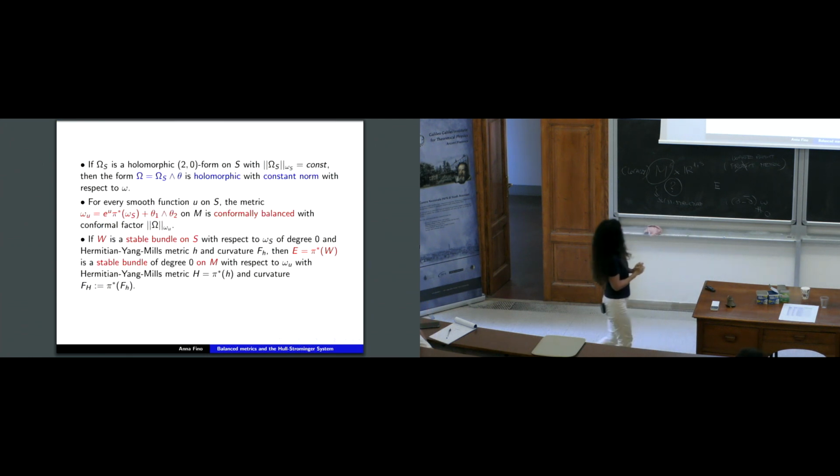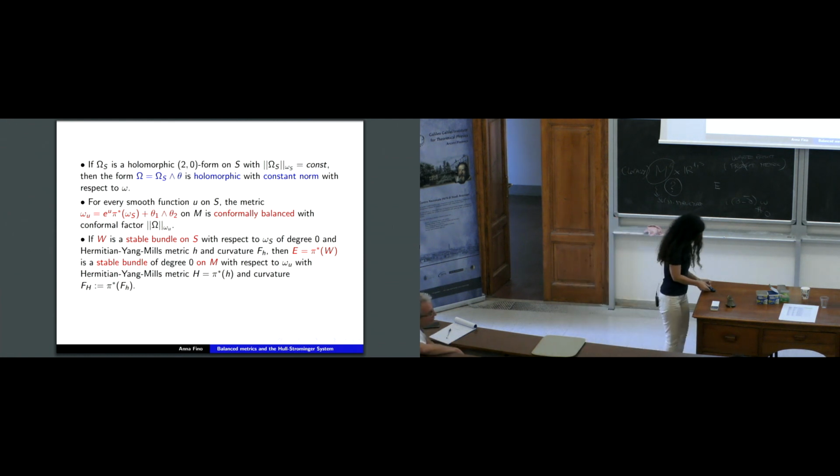We have a holomorphic (2,0) form on S with constant norm. Then automatically, just taking the wedge with theta, we get a holomorphic (3,0) form with constant norm with respect to our metric. And then we apply exactly like before the Fu-Yau ansatz, so we get something conformally balanced. So here, it's more or less the same. It's not changing much.